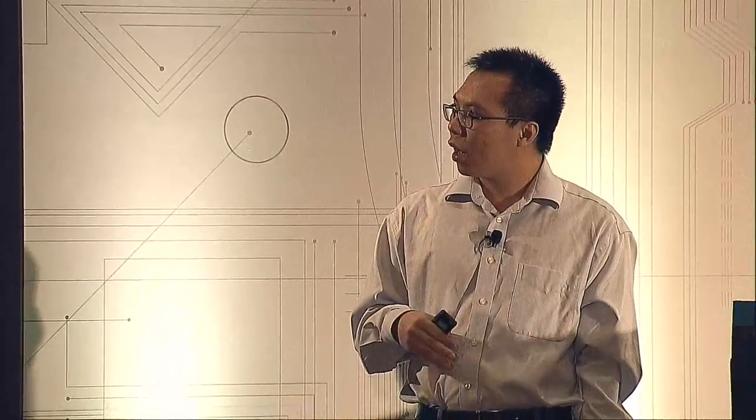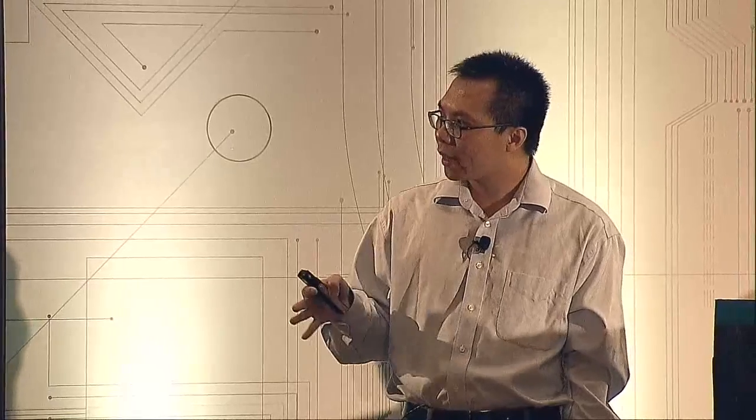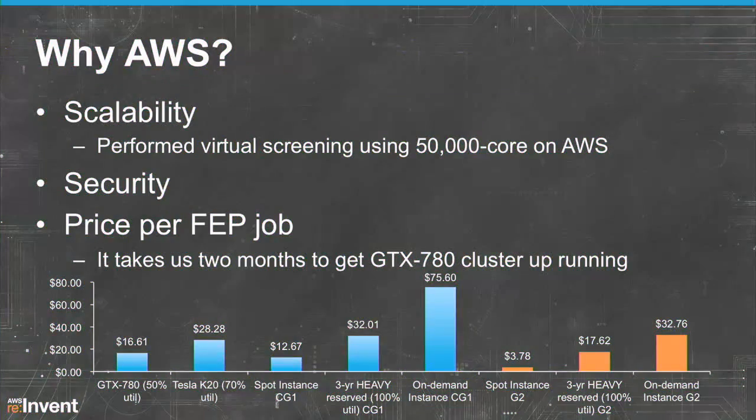And if the job doesn't need to be run right away, and you look at the on-demand price on the G2 instance, it's very comparable to the internal Tesla cluster. Our internal utilization rate is about 70%. And if you're looking at the GTX 780 number, you might think that's probably the way to go. But don't get misled by that number.